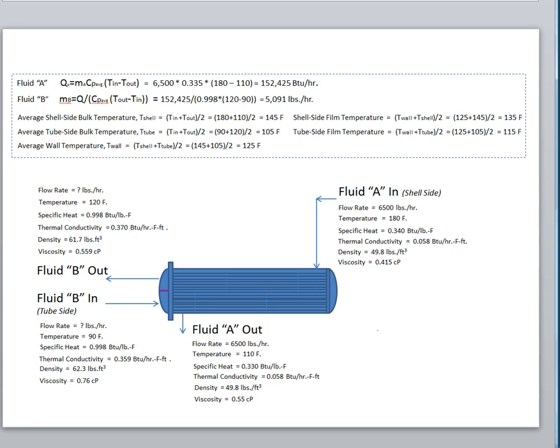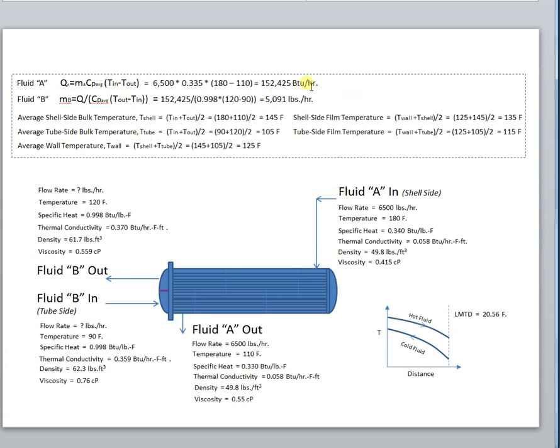We want to see if we can use this to cool 6,500 pounds per hour of liquid A from 180 degrees Fahrenheit to 110 degrees Fahrenheit with liquid B that is available at 90 degrees Fahrenheit. But we cannot allow liquid B to go over 120 degrees Fahrenheit at the outlet. So we will do a heat balance and calculate the required flow of B. Ideally, a closer approach in temperature would be more economical, but the 120 degrees is provided by our problem. Let's first notice that the fluids do not cross each other.